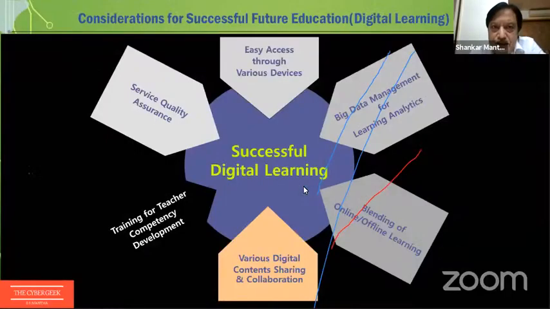Now, there are several considerations for future education, which is digital learning in some way. Easy access through various devices is required. Big data management or learning analytics is required, because most of the learning is happening online. I need to understand whether the student is attentive, whether the student learns, whether he gets the outcomes of a certain unit, whether there is interactivity built in, and so on. So big data management becomes a reality.